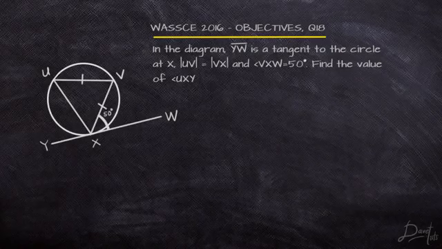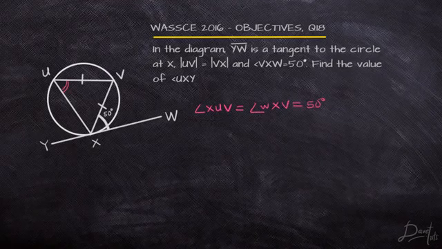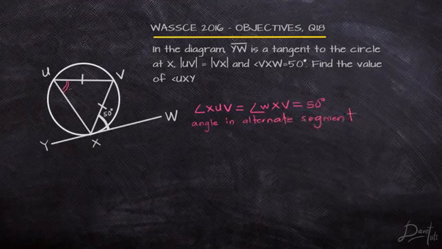First on our list is question number 18. We are given the diagram and we are told that YW is a tangent to the circle and UV and UX are equal in length, and we are given the angle VXW to be 50 degrees, and we are to find the value of UXY. Now, first and foremost, looking at this question, we can see that angle XUV is going to be angle WXV. And what's the reason for that? Because the angle subtended by the tangent drawn to a circle is equal to the angle in the alternate segment.